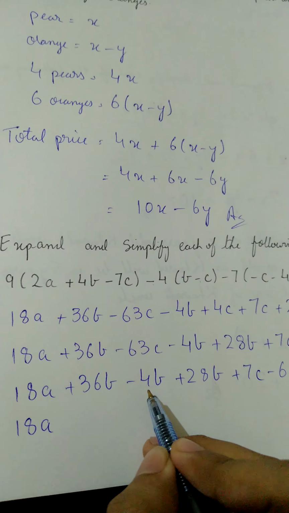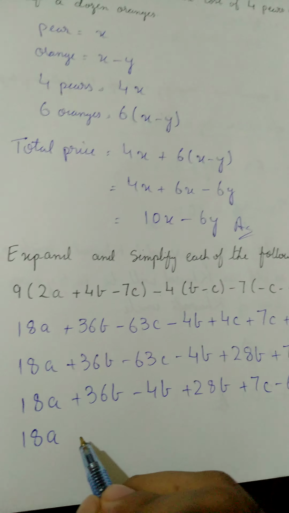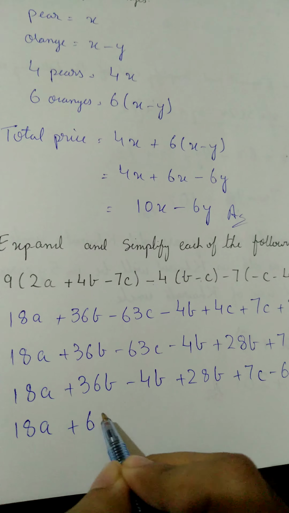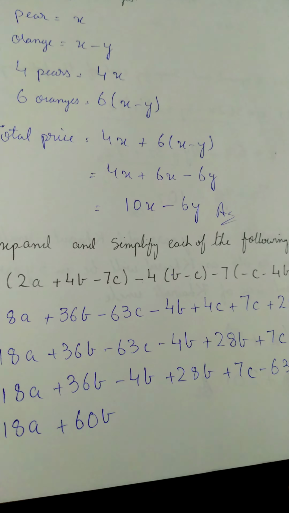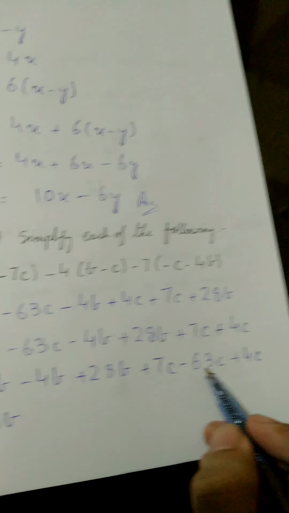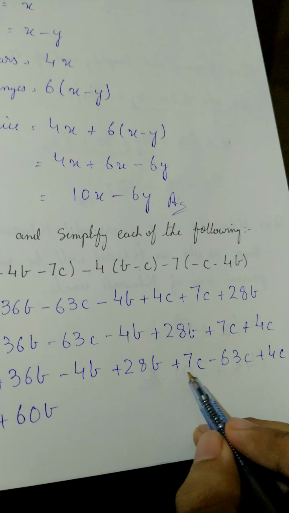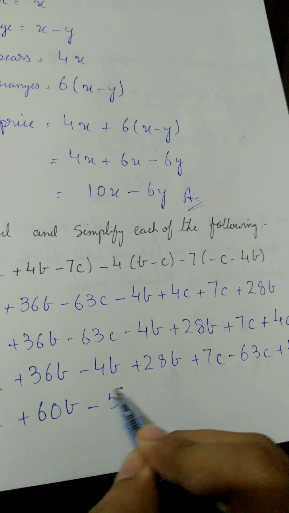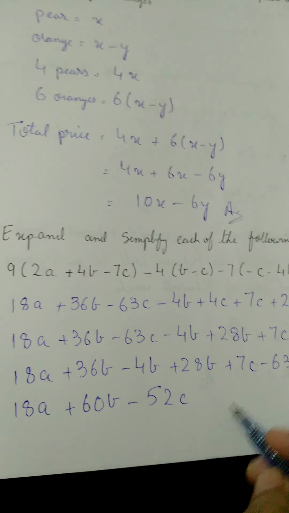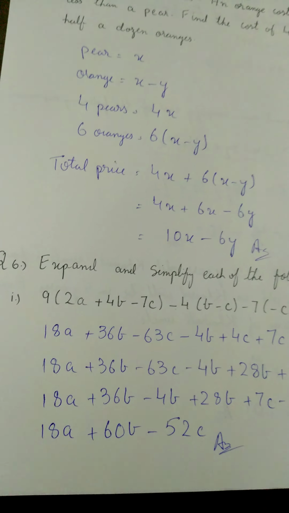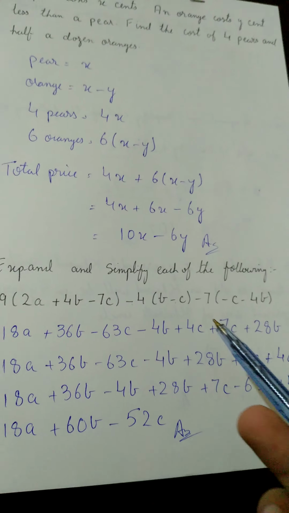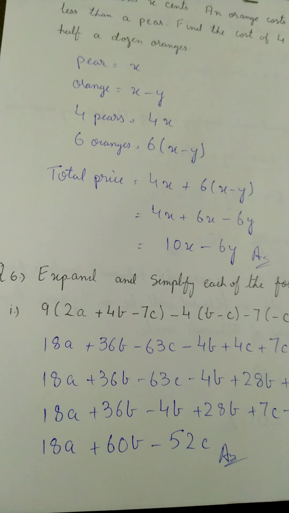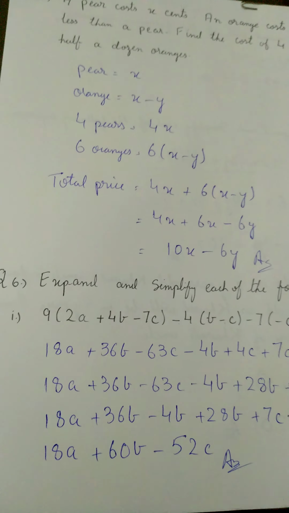18A plus 36 minus 4 and plus 28. Let's solve them together. We will get the answer plus 60B, and same goes here, plus minus minus. As you can see here, plus minus minus, and then plus 7C. So solving all these three values together, we will get the answer minus 52C. So this is our simplified answer. I've done part I for you. This was the longest and the most complex part. So I think that the rest of the parts would be very easy for you to complete. So let's complete all the remaining parts.